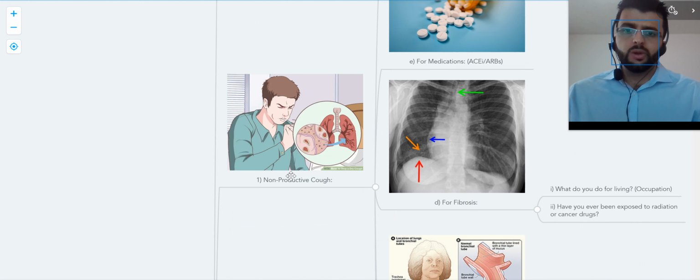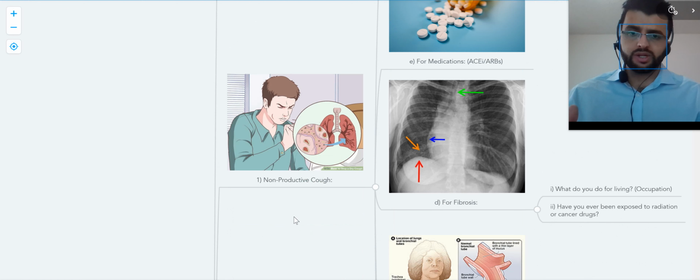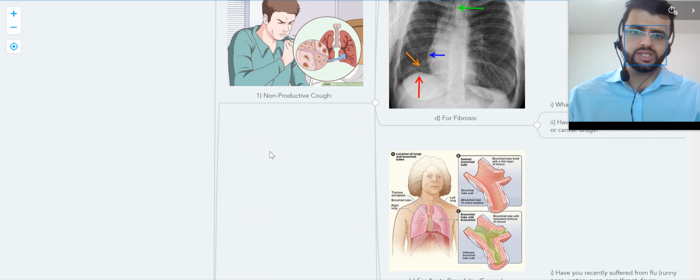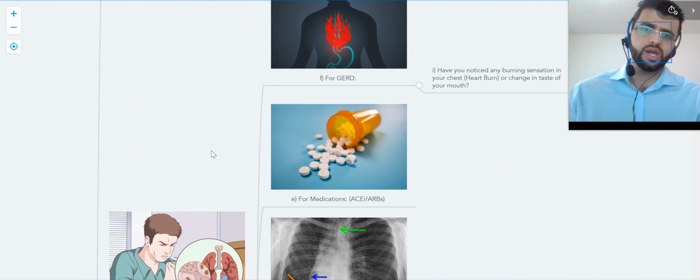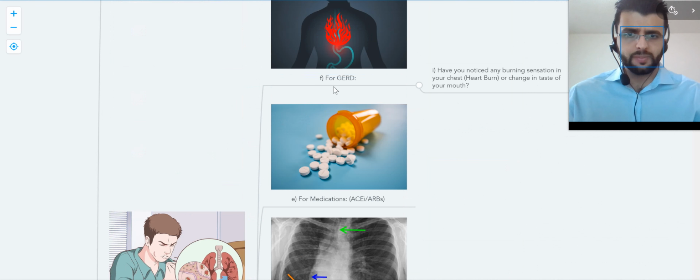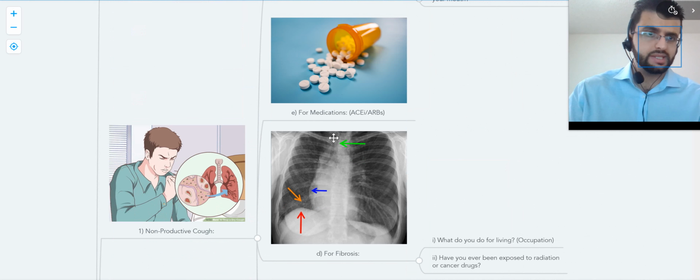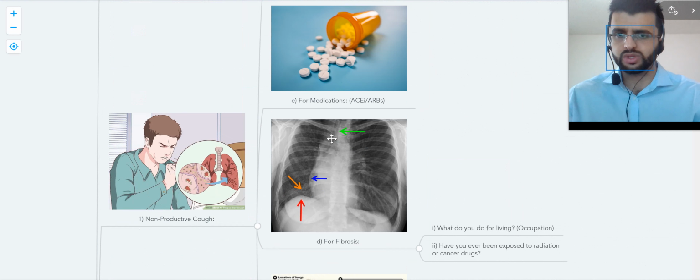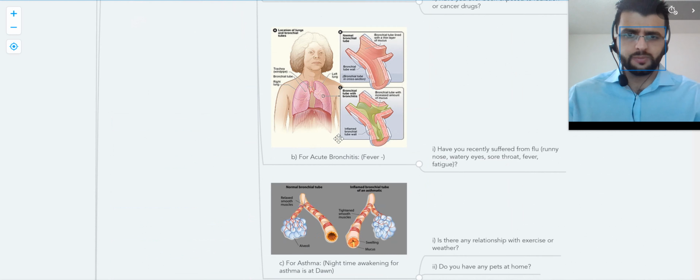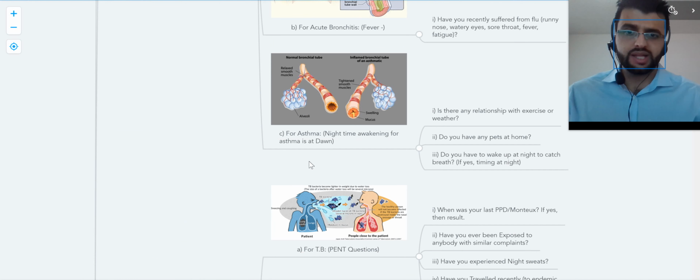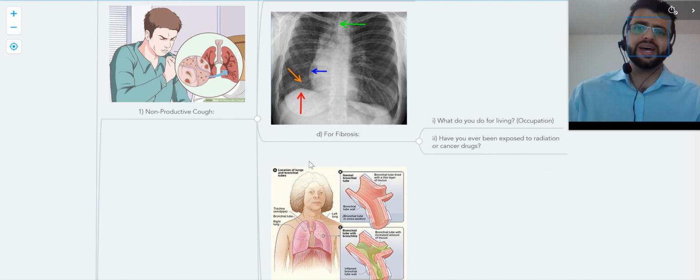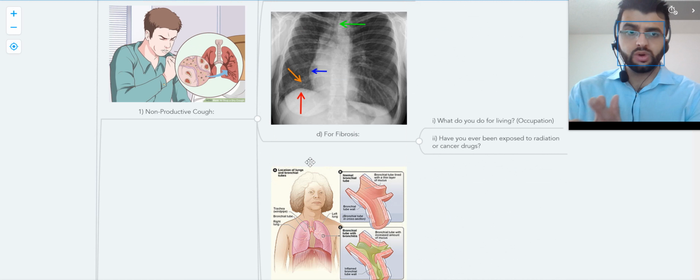Okay. So now for non-productive cough, if after these questions they say non-productive cough, then we have differentials. Could be GERD, could be medications like ACE inhibitor, like lisinopril can cause that. Fibrosis, acute bronchitis, and asthma. Those are the differentials for non-productive cough.